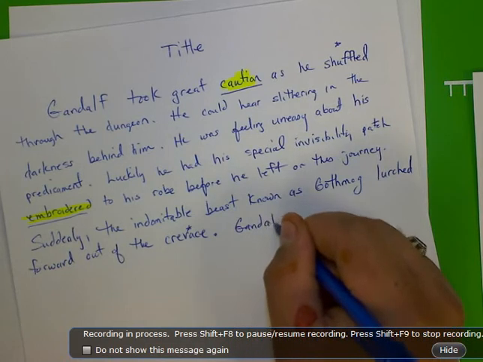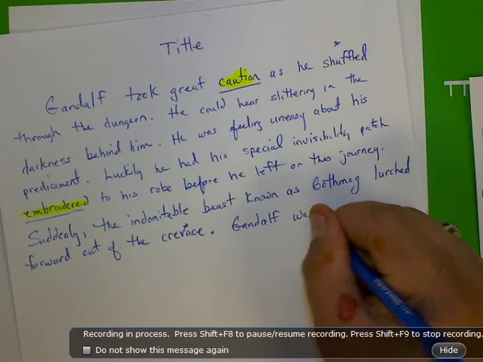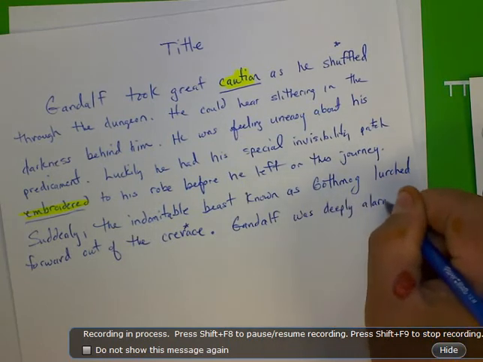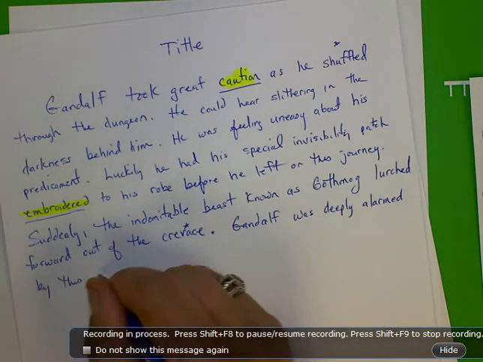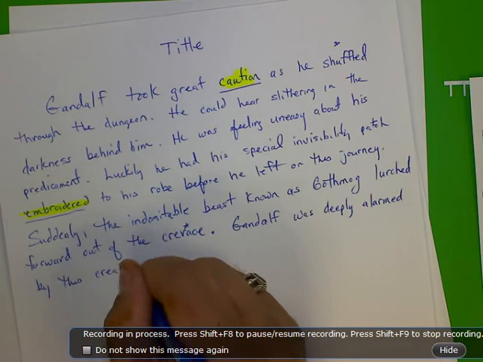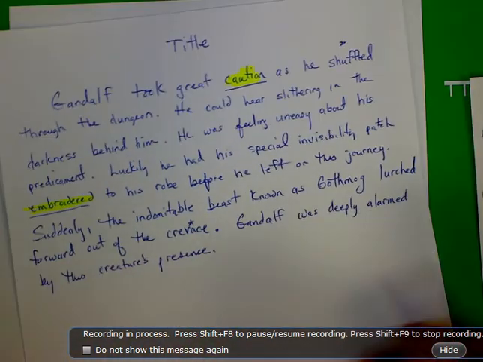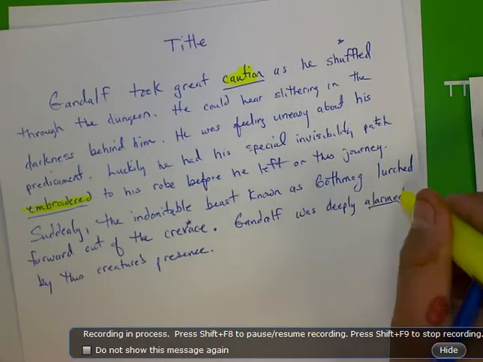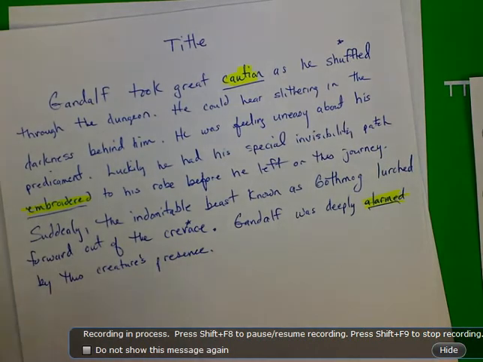And I'm going to show you this now. Gandalf was deeply alarmed by this creature's presence. Okay? Now, alarmed is not the word that was on the list. The word was alarming. However, it is a form of the word, and this is something else that we talk about often.